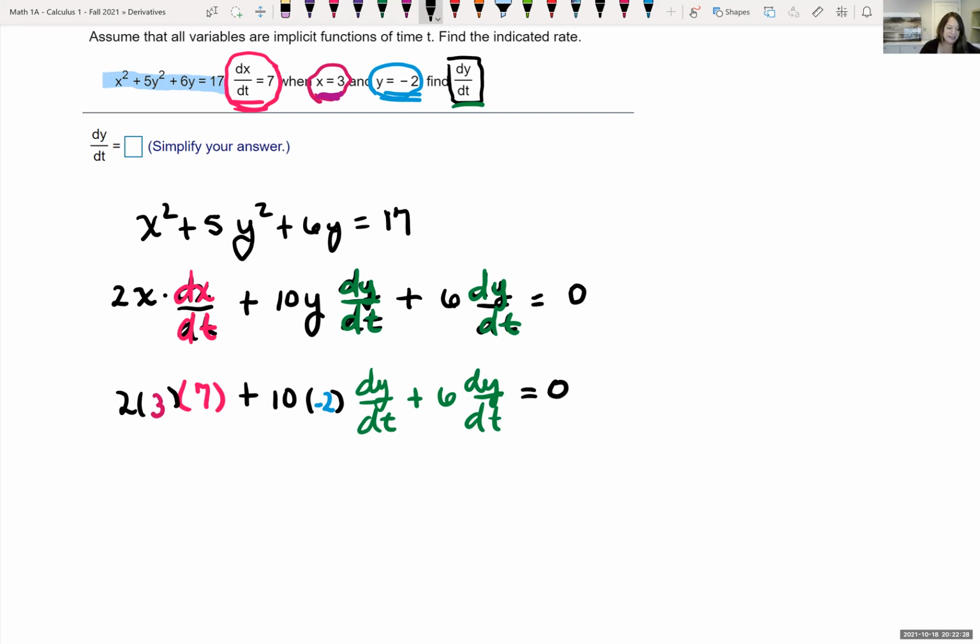So I could have waited until the end and got that dy/dt by itself, just like we had been doing before. Get everything else to the other side and just have dy/dt equals, and then plug in those values for our variables and rates of change. Or I can plug it in now and simplify and solve for dy/dt. Either way, you're going to get the same result. So I have 2 times 3, which is 6. And then that 6 times that 7, that's going to give me 42. 10 times -2, so this is -20 dy/dt.